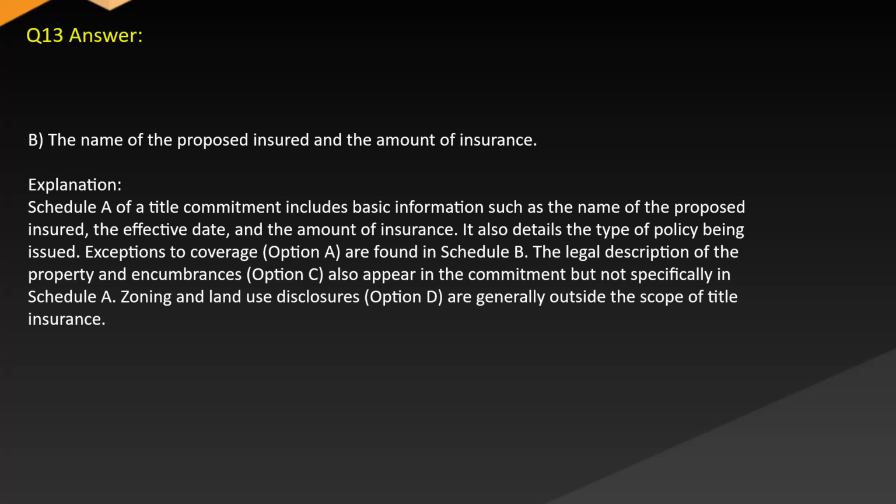Exceptions to coverage, option A, are found in Schedule B. The legal description of the property and encumbrances, option C, also appear in the commitment but not specifically in Schedule A. Zoning and land use disclosures, option D, are generally outside the scope of title insurance.